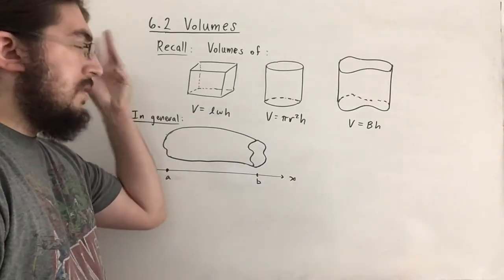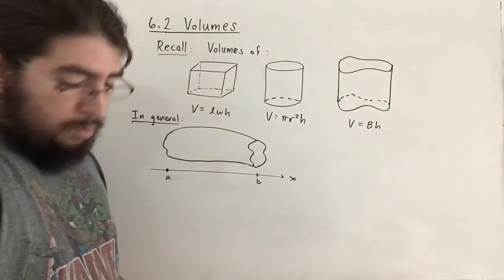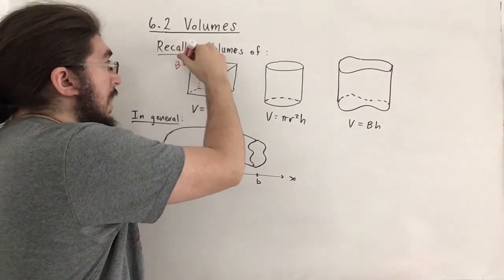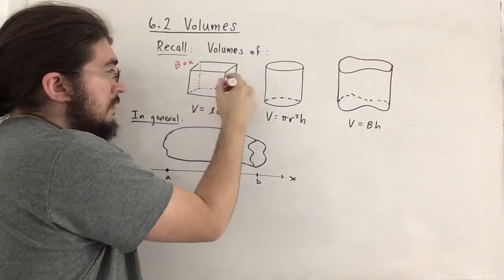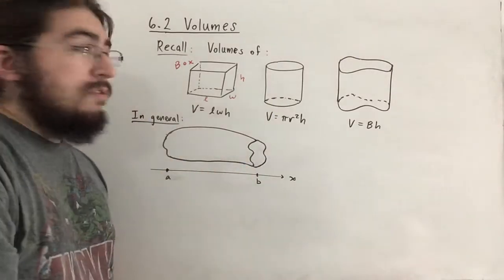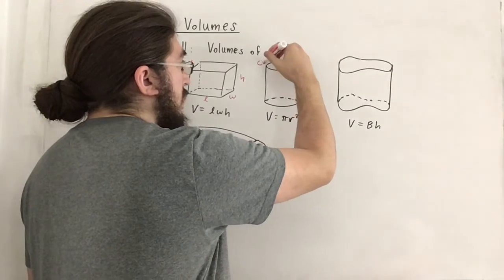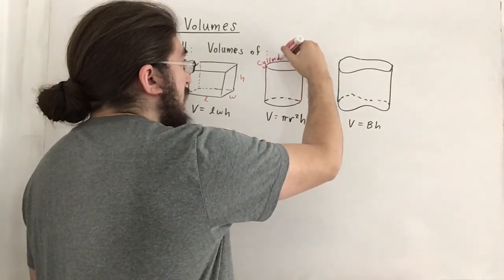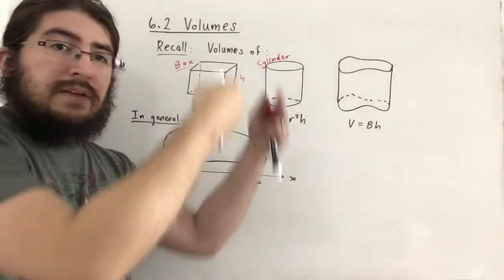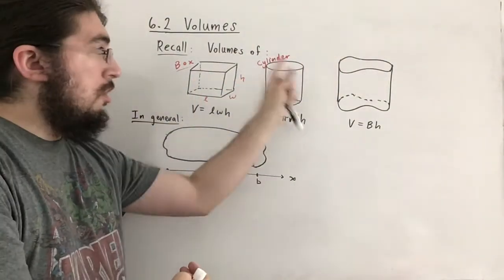So let's just recall for a moment volumes of shapes we've seen from geometry. We have seen the shape of the so-called rectangular prism, or otherwise known as a box. And if the dimensions are length, width, and height like this, then the volume is just the product of those dimensions. And if we have this shape, the so-called cylinder, which is basically you have a circular base and then just connecting those two circular bases with straight lines all around.